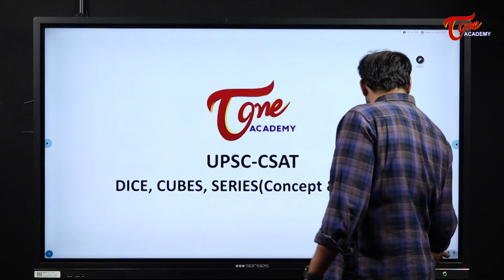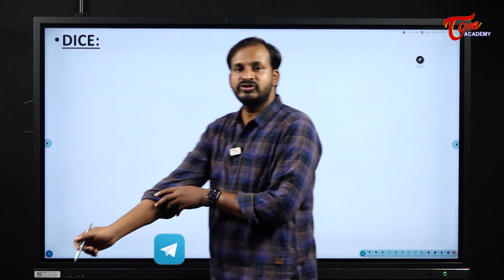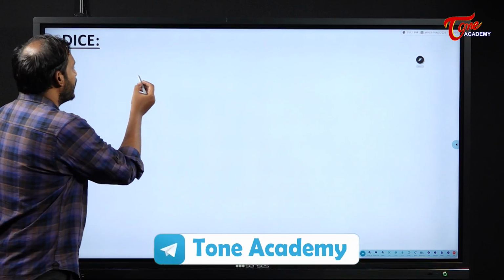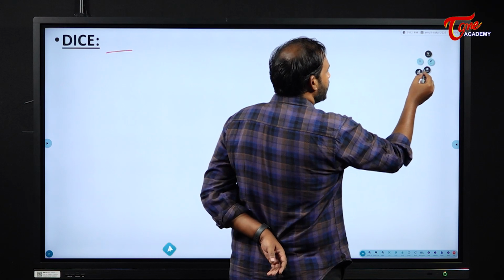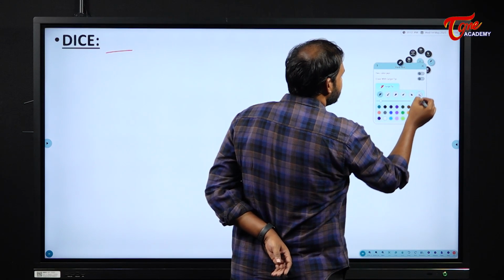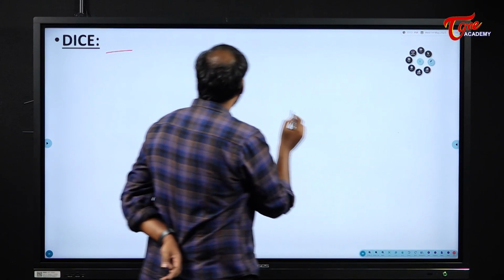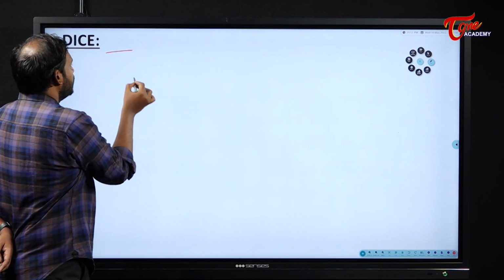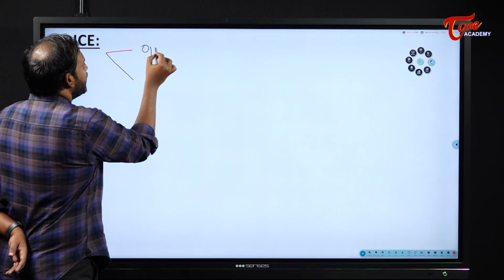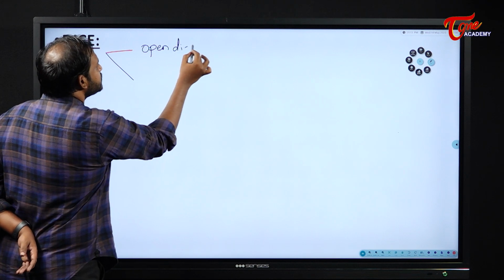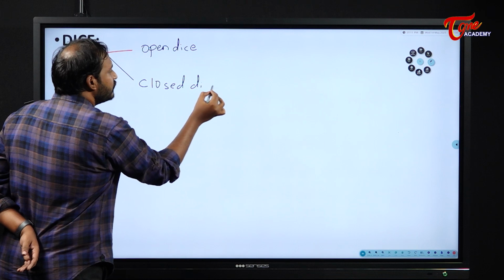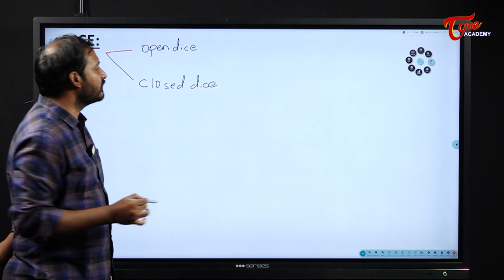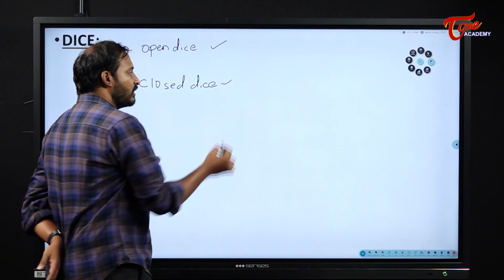Now see here. First, when it comes to dice, we will start discussing about dice. We will have two types of dice actually, students: one is open dice and the other one is closed dice. Based on the question, we will solve the two types.